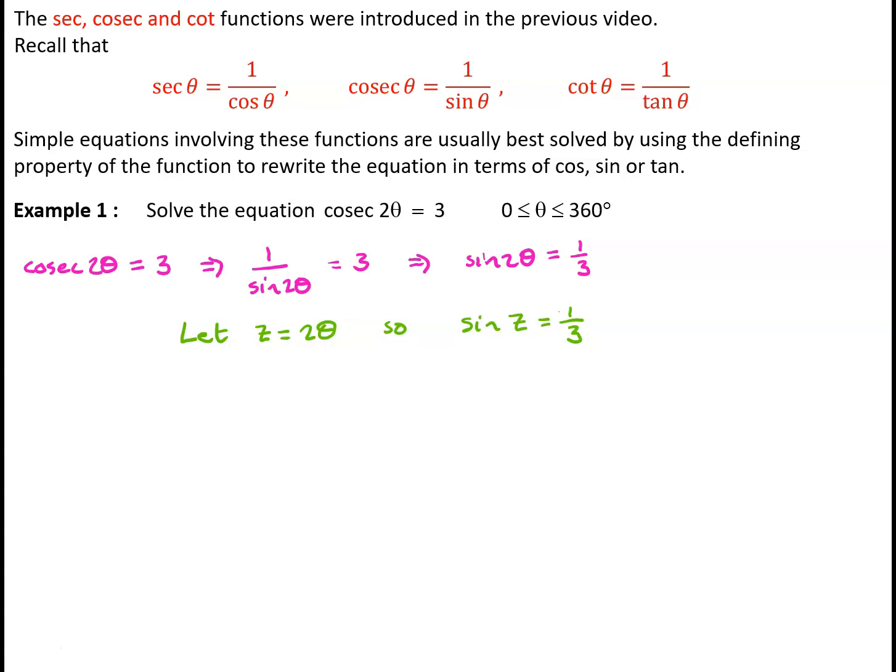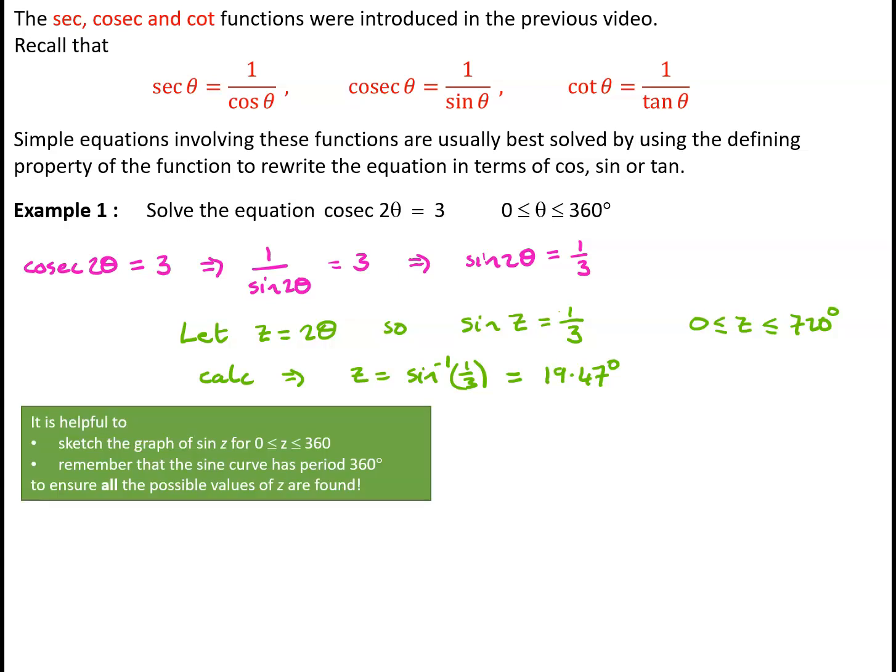The smallest value of theta I'm allowed is 0. So the smallest value of z is 2 times 0, which is 0. The largest value of theta that I'm allowed is 360 degrees. So the largest value of z that I'm allowed is 720 degrees. To solve the z equation here, we can use our calculator to get a first solution. So we've got z equals sine to the minus 1 of 1/3, which gives me 19.47 degrees.